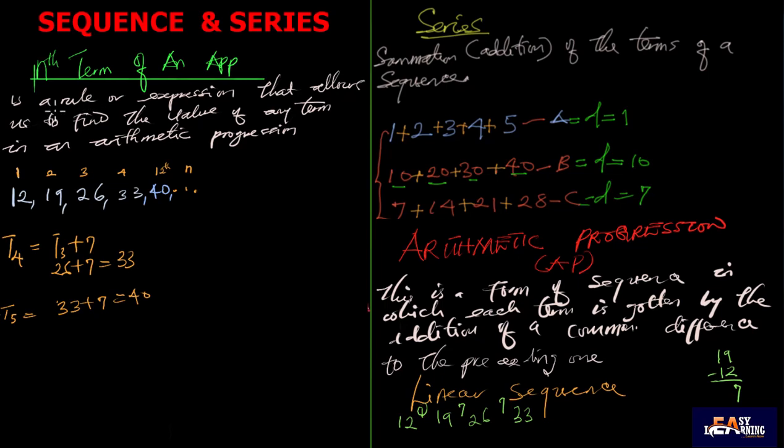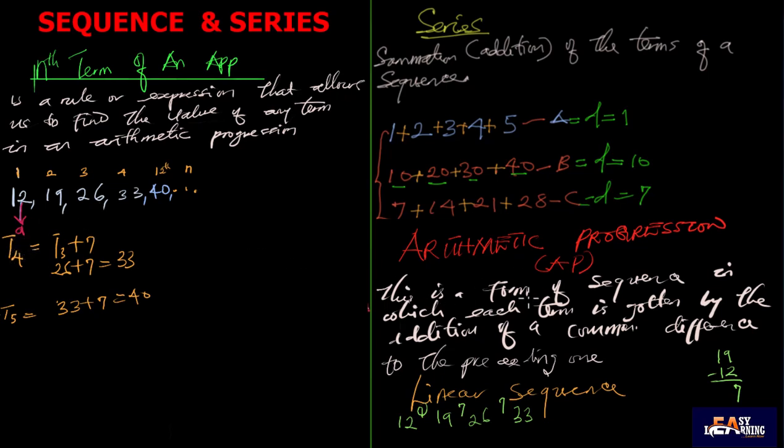It is a rule or expression that allows us to find the value of any term in an arithmetic progression, anywhere, any term at all. Okay, so let us establish some things. This first term here that we have in this sequence, which happens to be an AP, we are coming to GP very soon, can be denoted with the letter A.